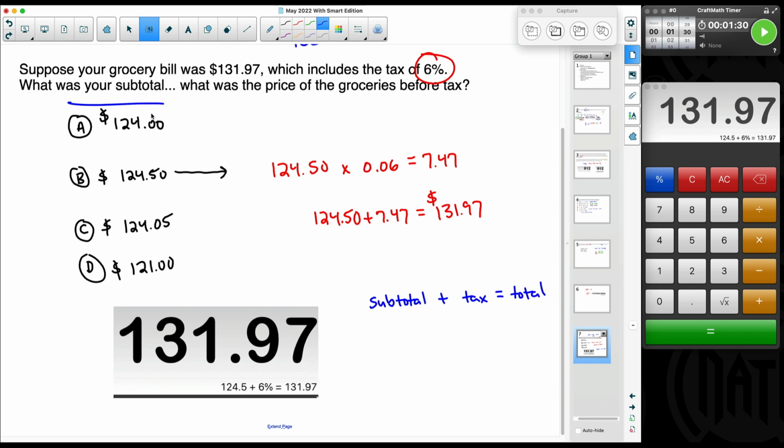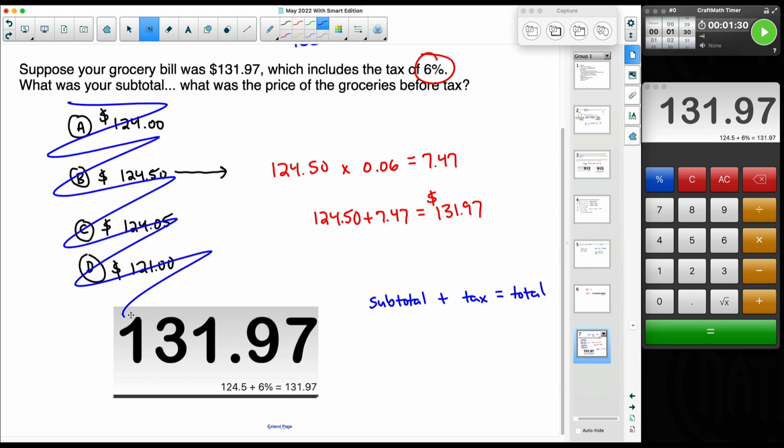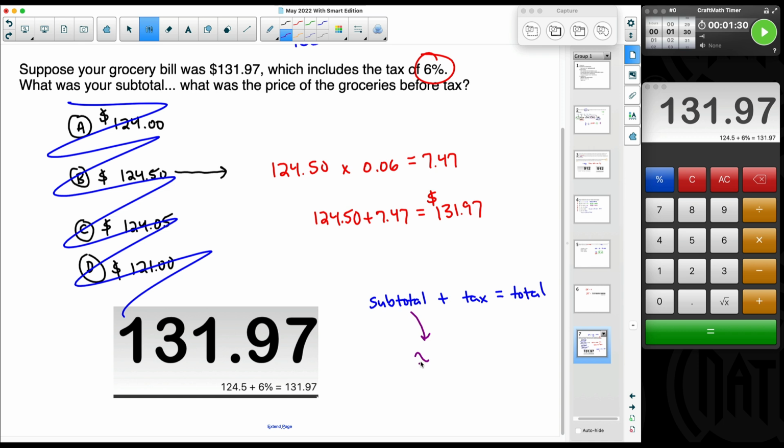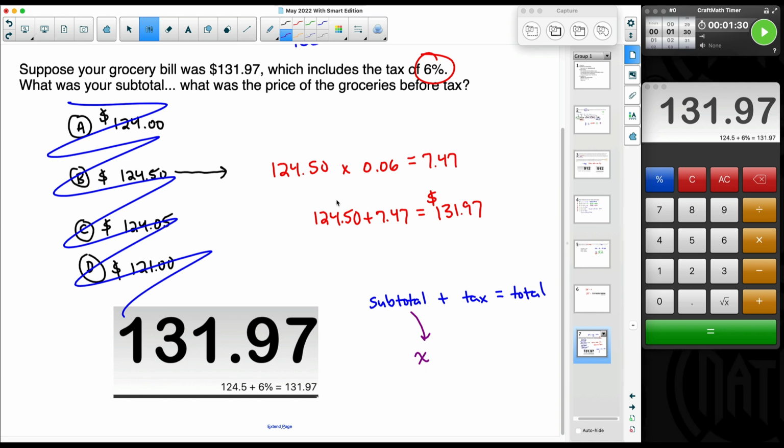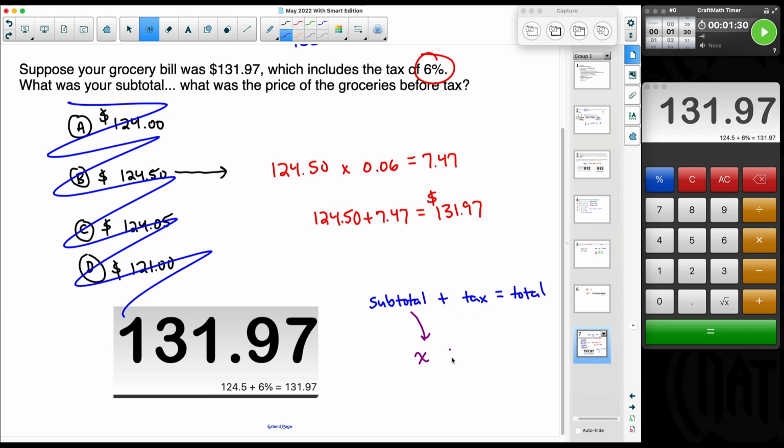So let's act like we didn't know these answer choices. Let's act like it was fill in the blank. We don't know the subtotal. We don't have these answer choices. Well, I'm going to put an X for that. I don't know what the subtotal is. Sure we do, it's right there, but let's act like we don't. Plus sales tax.